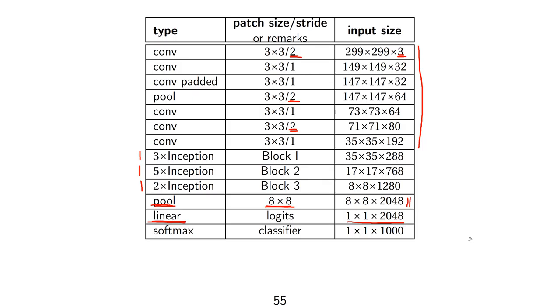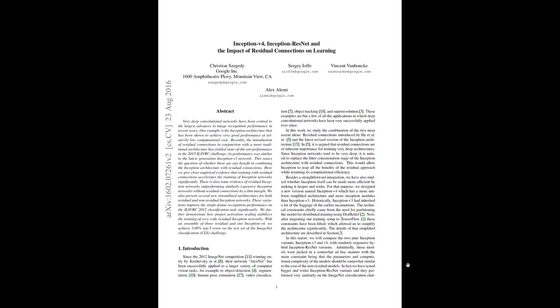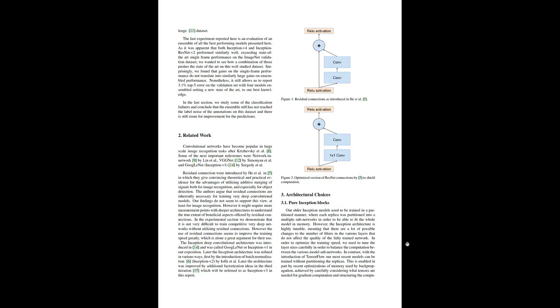All right, so this is the Inception architecture, this is the paper describing the Inception version 2 and version 3 architecture. Further, the team looked at creating another architecture, Inception 4.0 and Inception ResNet. Again, multiple architectures introduced in the same paper. And we can look at the paper for some of the architecture figures. So this is the paper, and we'll just take a brief look at it.